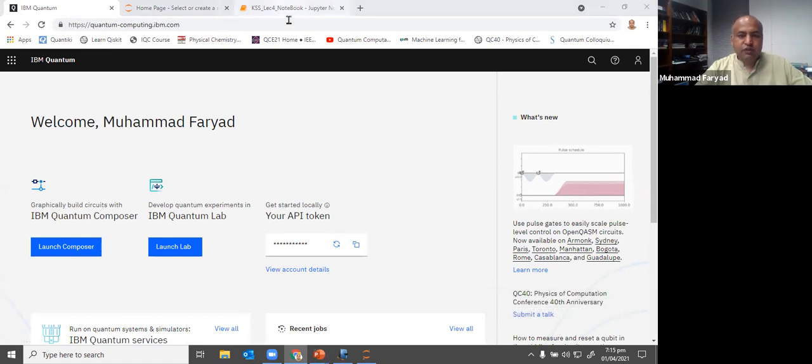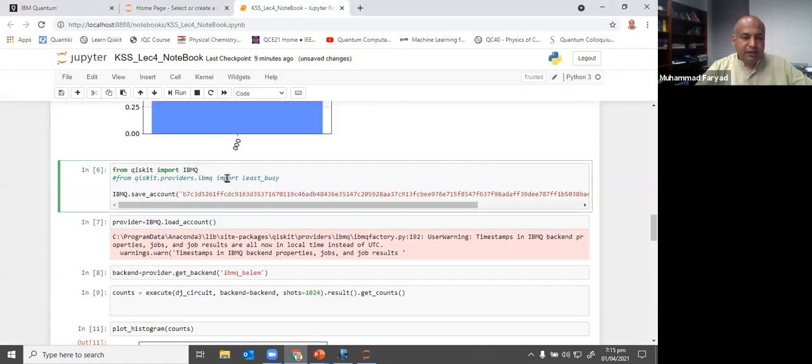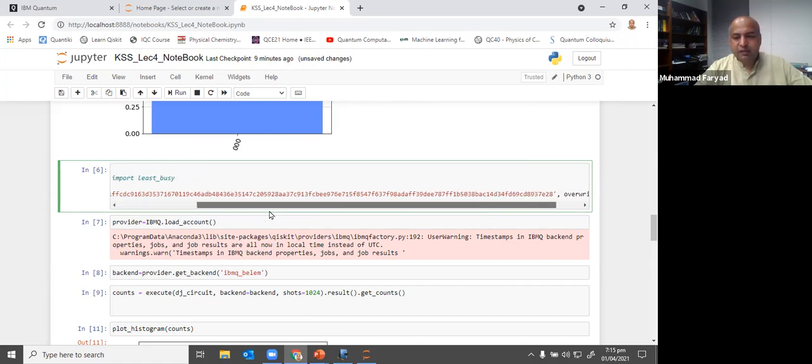And once you have that token, you can go to the notebook, and from Qiskit, you need to import this package IBMQ, which contains commands to link your notebook with the IBM account. So now, you can use this command IBMQ.save_account, and then in these apostrophes, you have to put your token, and then always place this command overwrite equals True, so that whatever is already written there in the token gets overwritten with this.